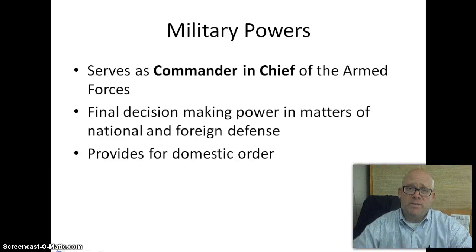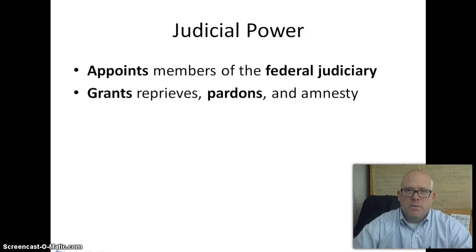He also has the military power not only to deal with foreign and international threats, but also domestic threats. Judicial power.